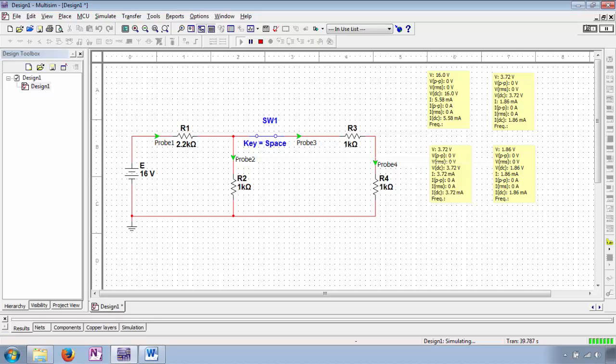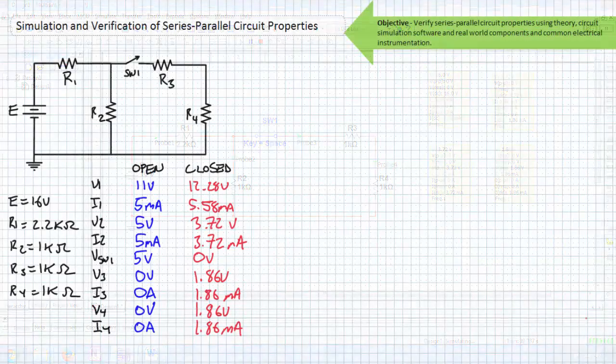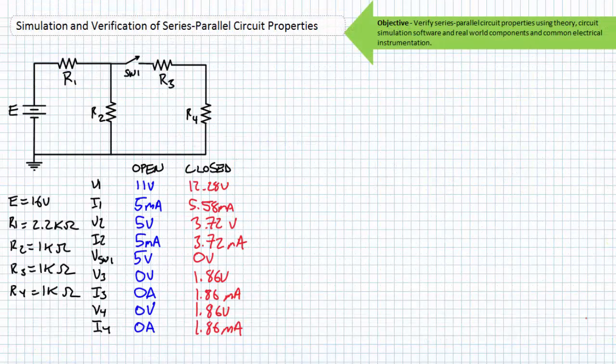The voltage at probe 3 is 3.72 volts higher than ground, and the voltage at probe 4 is 1.86 volts higher than ground, as can be expected. This means V4 is 1.86 volts as expected. Additionally, this means V3 is probe 3 reference to ground minus probe 4 reference to ground, or 1.86 volts as expected. I'm reasonably confident we can proceed with part 3 of this exercise and build this circuit using real-world components and instrumentation.